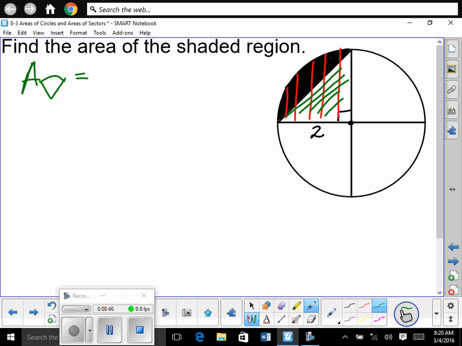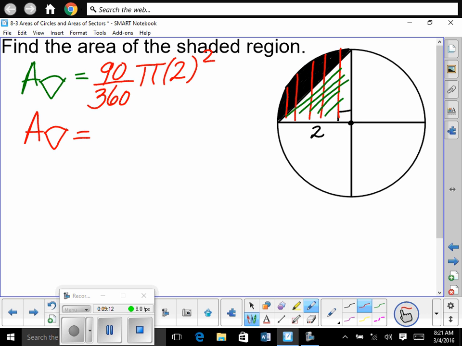So first of all, that would be the red piece, right? The full red piece. So let's find the area of that full piece. Ignore the triangle if we are filling in that full piece. So that would be 90 over 360 times pi times our radius squared, right? So our theta was 90 divided by 360 times pi times radius squared. So the area of our sector, let's calculate it, and let's leave it in terms of pi.